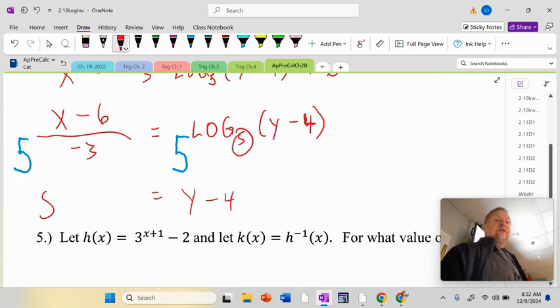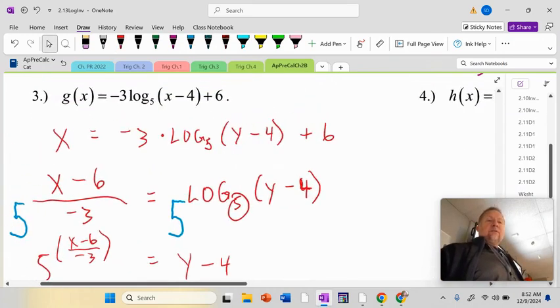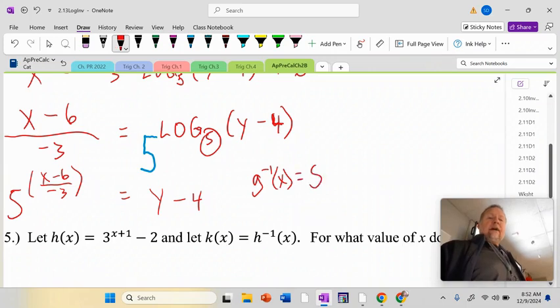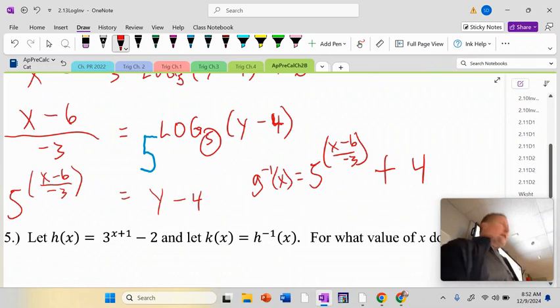And then this literally turns into 5 raised to this complicated exponent. And don't cancel the -6 and the -3. That's bad algebra. That's all I have to say about that. Then the last step is add 4. So what is this one called? G of x. So now we'll call it the inverse of g of x equals 5 raised to the (x minus 6) all over -3, a complicated power, plus a big fat 4 not part of the exponent. So that would be at least up 4.